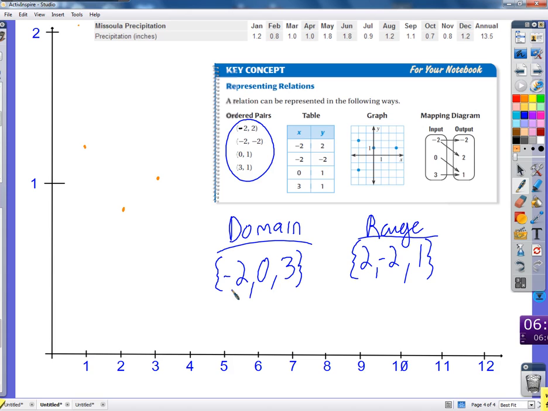So, in number six, how is it represented to start with? Ordered pairs. And they want you to do a graph and a mapping diagram. That's everything short of all four of them. They don't ask for a table.